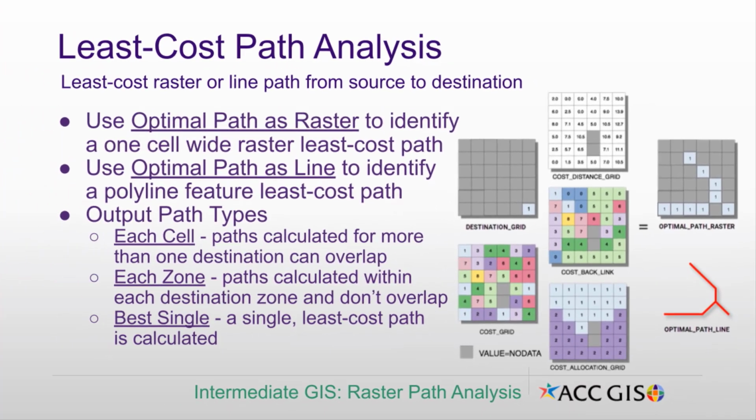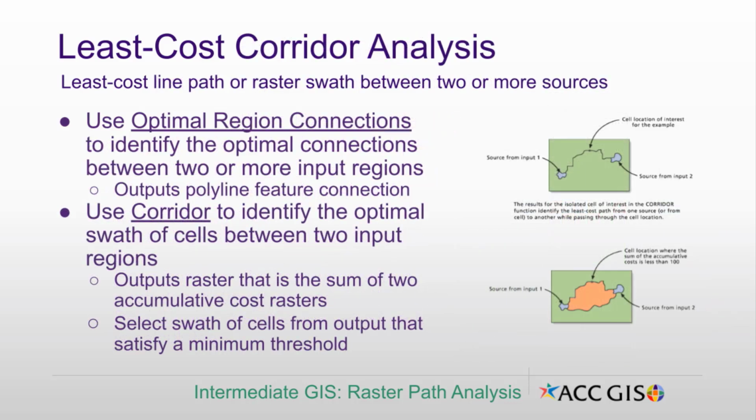Now, the least cost path analysis is about identifying the least cost raster or line path from source to destination. Least cost corridor analysis is about identifying the least cost path or raster swath between two or more sources. So you're not just looking for a single line, you're often looking for connections between multiple input sources, but also a larger swath or corridor in which the least cost occurs.